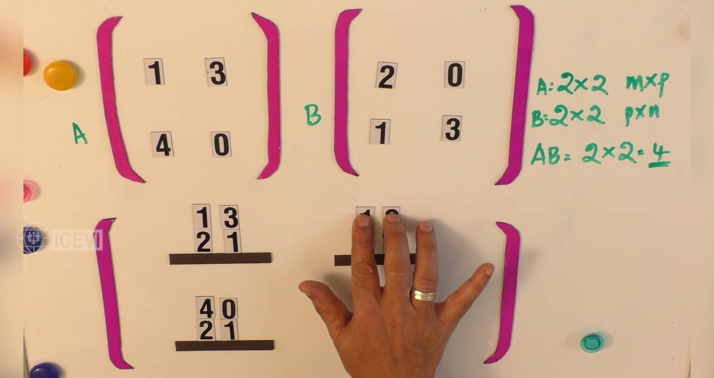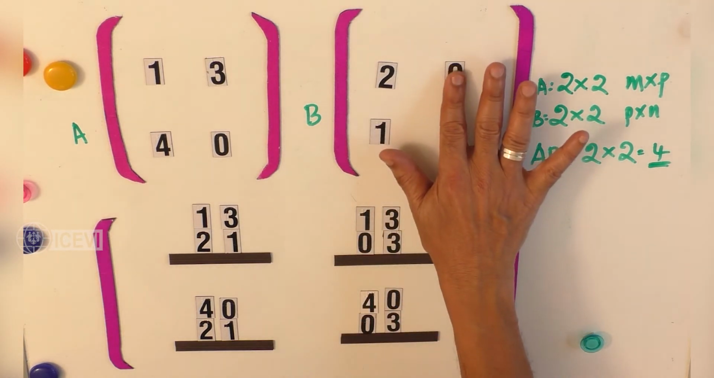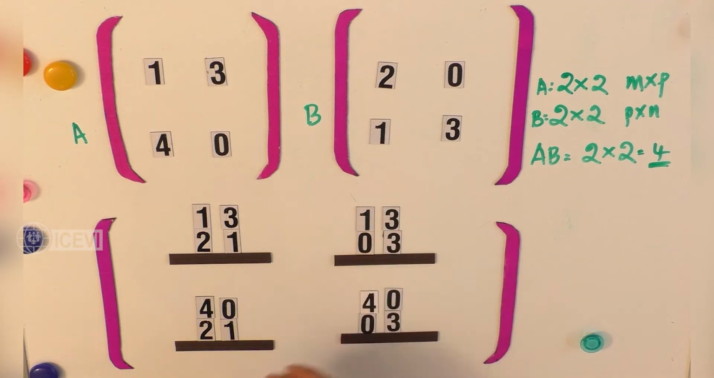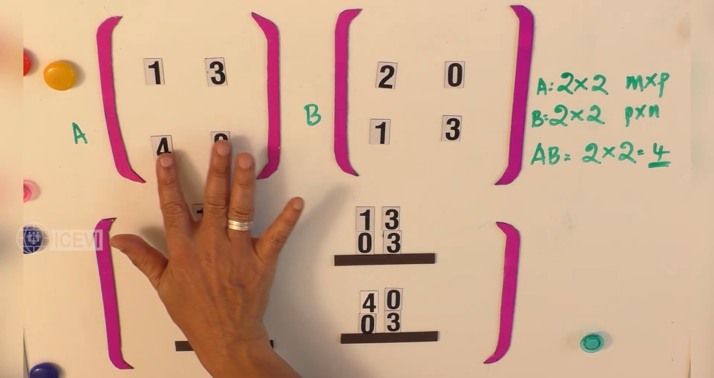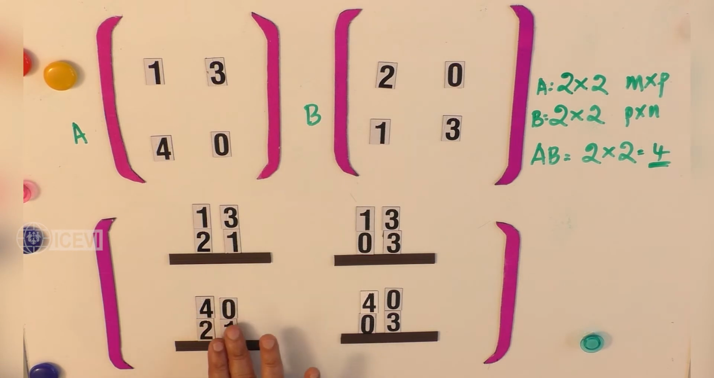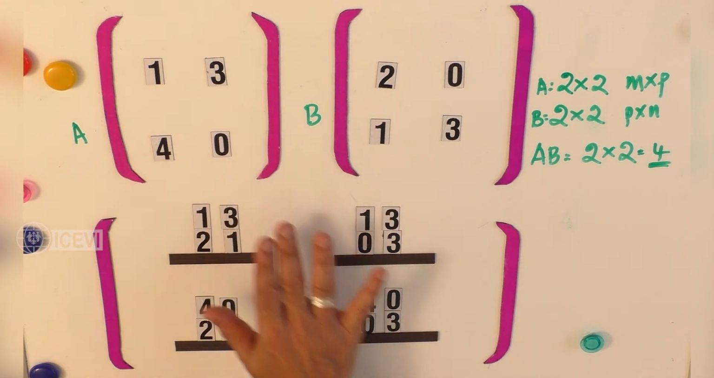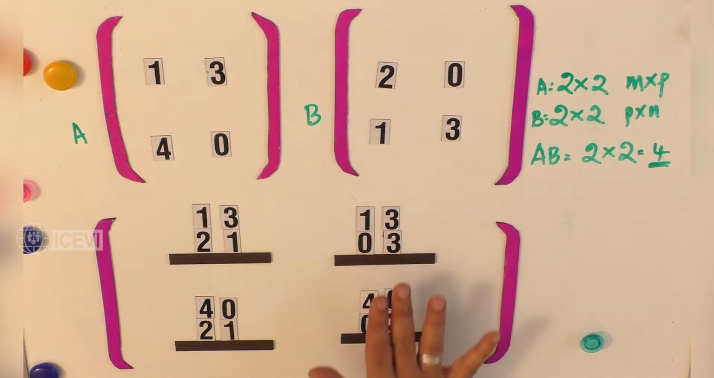Similarly, 1, 3, the first row of matrix A, and 0, 3, the second column of the matrix B. And then the third element is 4, 0, that is the second row of matrix A, and 2, 1, which is the first column of the matrix B. And then the fourth element is 4, 0, which is the second row of the matrix A, and then 0, 3, which is the second column of matrix B.